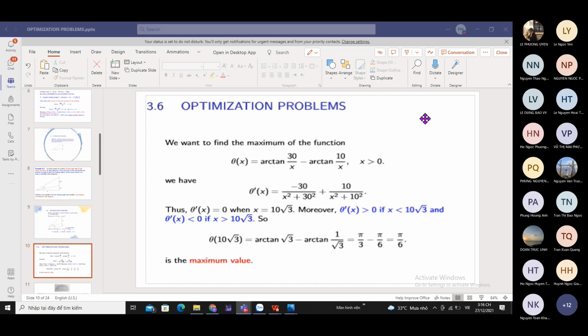square root of 3. Moreover, you can check theta prime changes from positive to negative, huh? Here, theta prime of x is positive when x is less than 10 square root of 3, and negative when x is greater than 10 square root of 3. So the function theta attains the maximum value at 10 square root of 3, and the value of theta there gives you pi over 6. The best view to enjoy the movie.